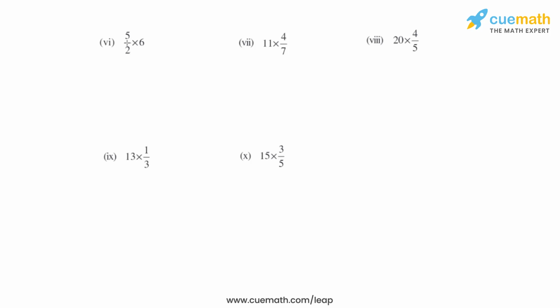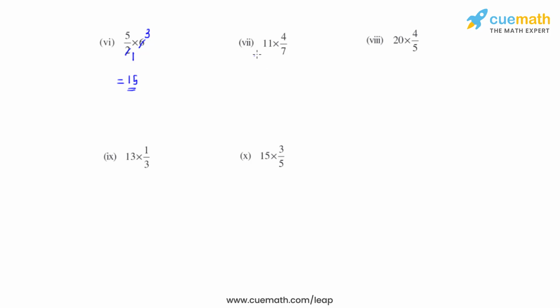Now in the sixth bit, we have 5 over 2 times 6. That is basically 5 times 6 divided by 2. So we can say 2 1s are 2, 2 3s are 6. So the answer will be 5 times 3, which is 15.